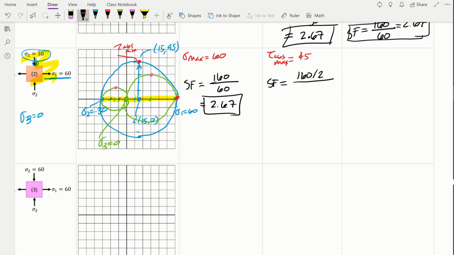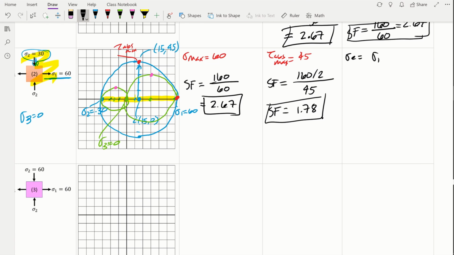And then in the denominator, we put the absolute maximum shear stress, which is 45. So we plug this in the calculator, we get 1.78 for max shear. Next, for maximum distortion, we have to calculate the equivalent stress.